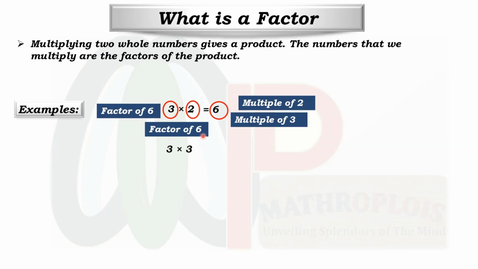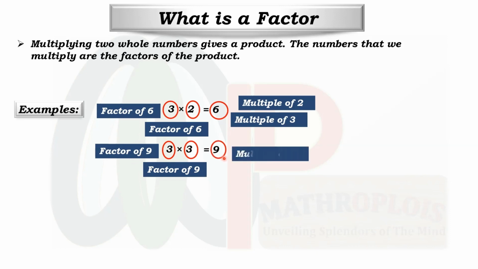Similarly, whole numbers 3 multiplied by 3 gives a product 9. Here the whole numbers 3's, which have been multiplied, are factors of 9. And the product 9 is called a multiple of 3.